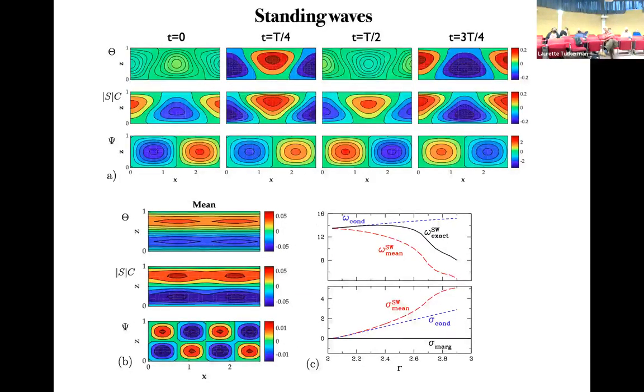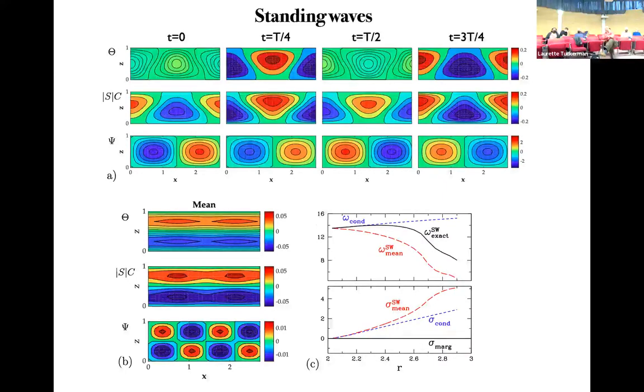Now we go to the standing waves. You see these are nice pictures of 4 different instances of the standing waves. The mean now no longer is X independent because you have these nodal lines right here. The mean is no longer X independent. Let's linearize, but it is time independent. We can linearize about it.